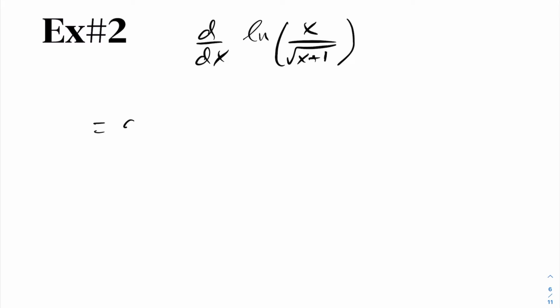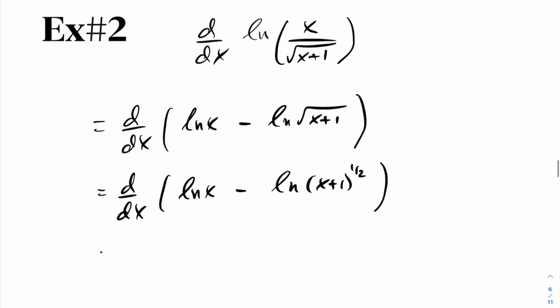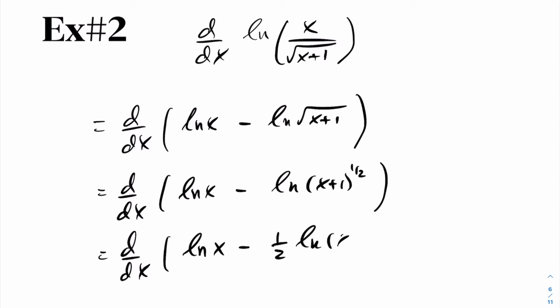So this will actually be equal to the derivative of ln of x minus the ln of the square root of x plus 1, which our logarithmic properties continue here. This will be ln of x minus the ln of x plus 1 to the power of a half. And then I can also rewrite this and drop down that half, and this becomes ln of x minus one half times the ln of x plus 1.